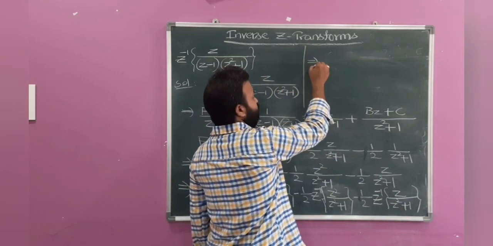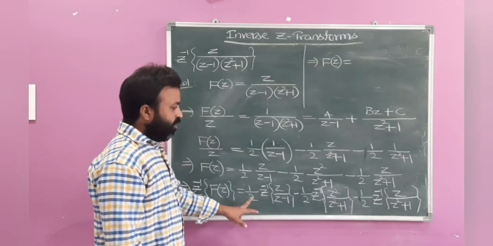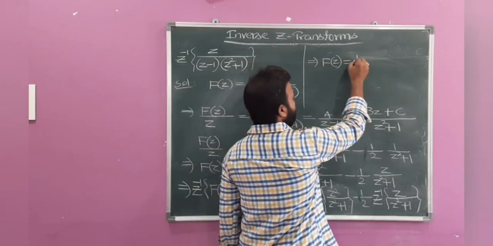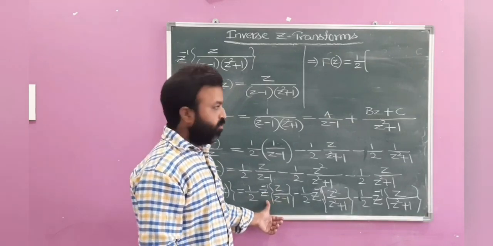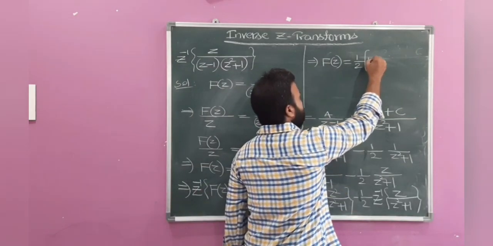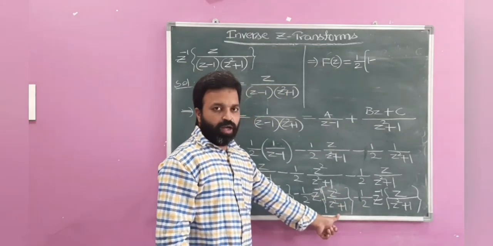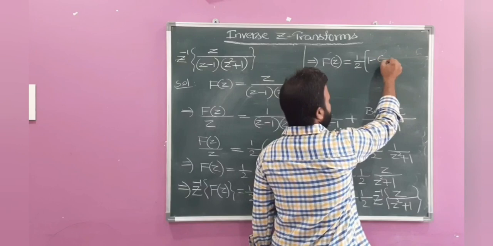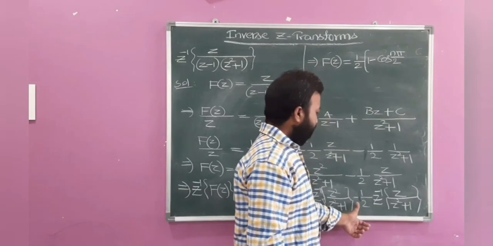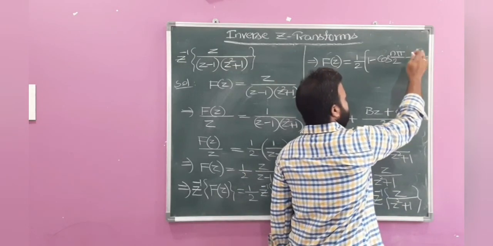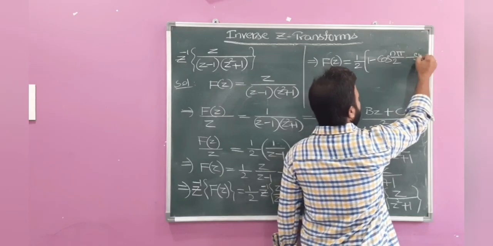Then f of z gives by taking 1 by 2 as common into z by z minus 1 inverse transformation is 1 minus Z inverse of z square by z square plus 1, that is transformation of cos n pi by 2. Next again minus z by z square plus 1, that is the transformation of sin n pi by 2.